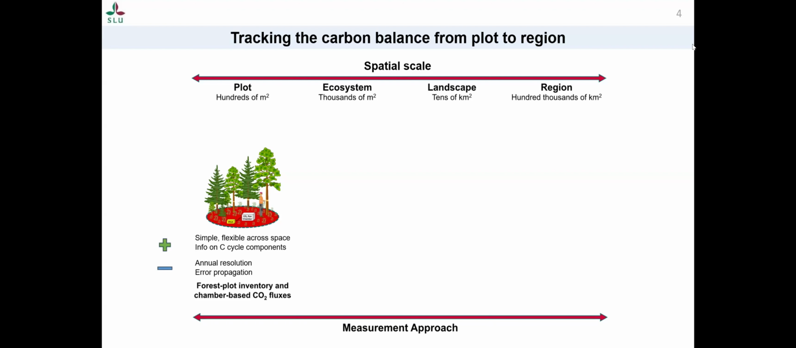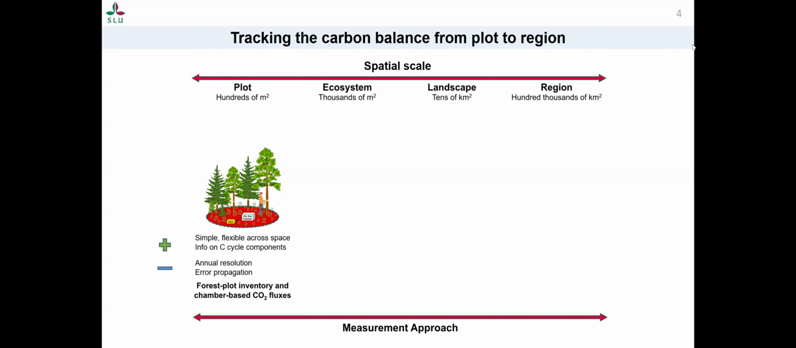And also because we need to measure all different carbon cycle components to arrive at the net carbon balance, this measurement approach also gives us quite some detailed information on the different carbon cycle components. The downside of this approach is that it usually only has an annual scale temporal resolution on the carbon balance. And also because we need to measure all these different components, some of them are quite difficult to measure, for example, the below-ground carbon allocation. So these individual measurements are uncertain in themselves, and so there's quite a risk of large error propagation when it comes to finally estimating the net carbon balance.